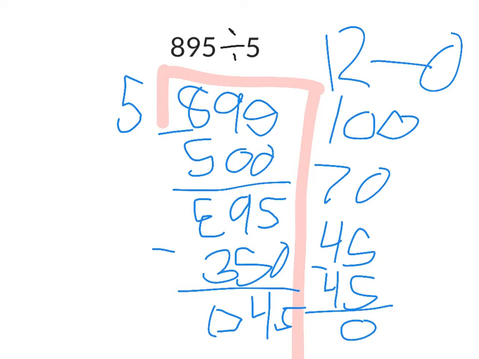But first, before we check our work, we have to add up 100 plus 70 plus 9. I know 70 plus 9 is 79, plus 100, it's 179. So that's our answer. But are we sure about that? No, we still have to check it.